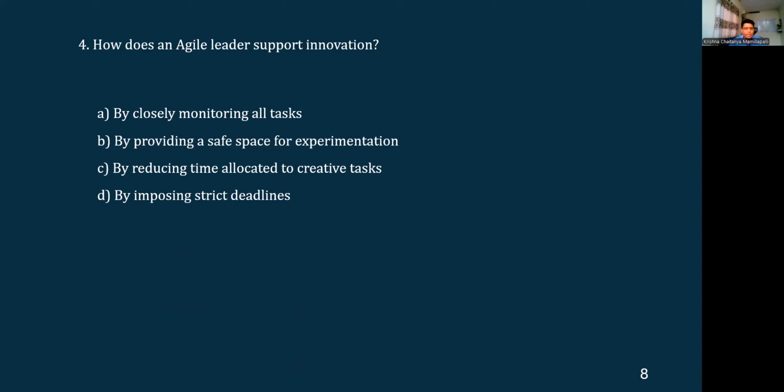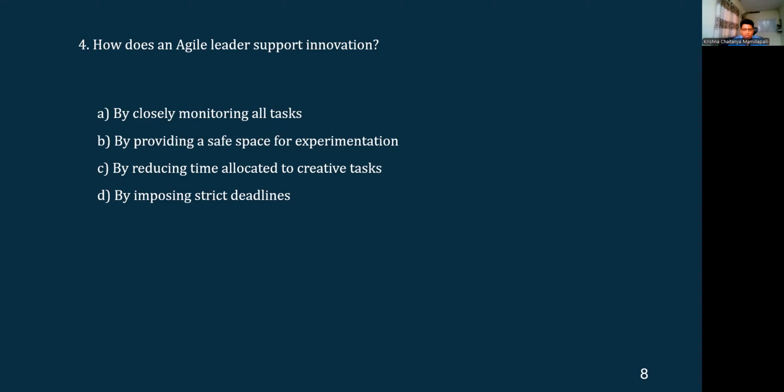Agile leader only looks at what is stopping the team from achieving a particular sprint goal or an iteration goal. What is stopping them from doing any activity that they are trying to achieve. But never does an Agile leader poke into all the tasks and monitor them.